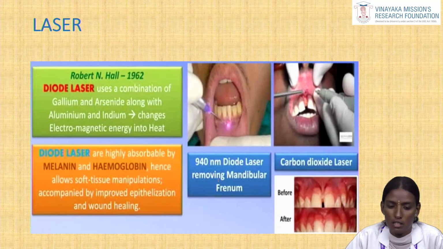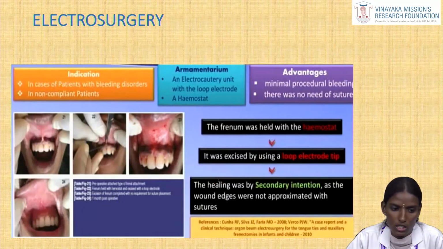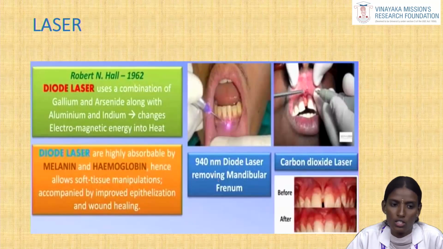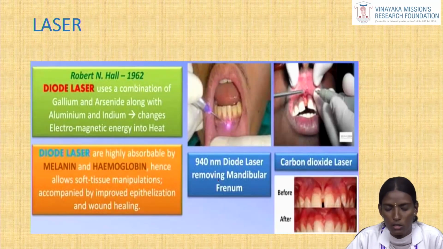The 940 nanometer diode lasers are highly used in frenal attachment. Carbon dioxide laser is also used in these conditions. When compared to electrosurgery, laser surgery is minimally invasive, the hemostatic agent was minimally used, and the bleeding and healing were earlier when compared to scalpel and electrosurgery.